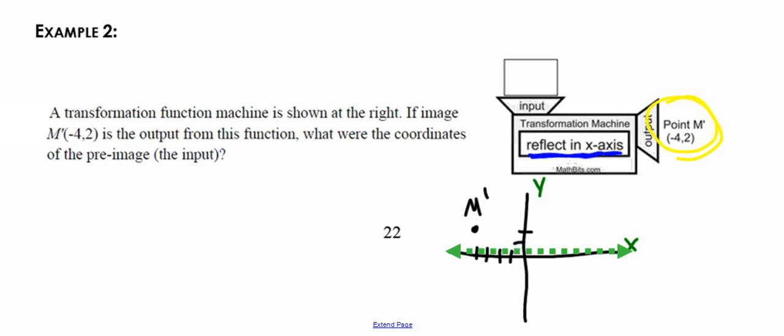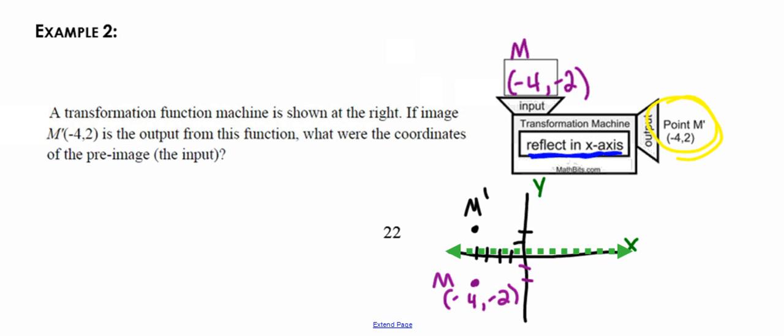So this question is asking, where was this point before it was reflected over the x-axis? Well, it ended up 2 units above the x-axis, so it must have started out 2 units beneath the x-axis, making the coordinates of its starting point -4, -2. So the input here was point M with coordinates -4, -2.